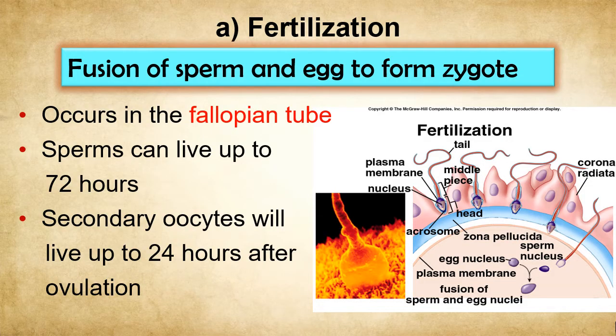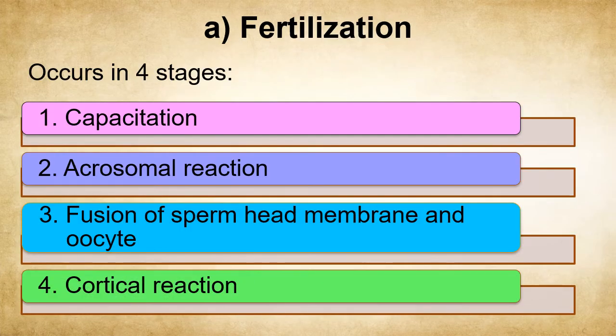What is fertilization? Fertilization is the fusion of a sperm and an egg or mature oocyte to form a zygote. It occurs in the oviduct, also known as the fallopian tube. Sperms can live up to 72 hours in the uterus, while the secondary oocyte will live up to 24 hours after ovulation. The diagram at the right shows the stages in fertilization, starting from the burrowing of the sperm head into the secondary oocyte until the sperm's nucleus fused with the egg's nucleus. Fertilization occurs in 4 stages. It starts with capacitation, next is acrosomal reaction, then fusion of sperm head membrane and oocyte, and the last one is cortical reaction.